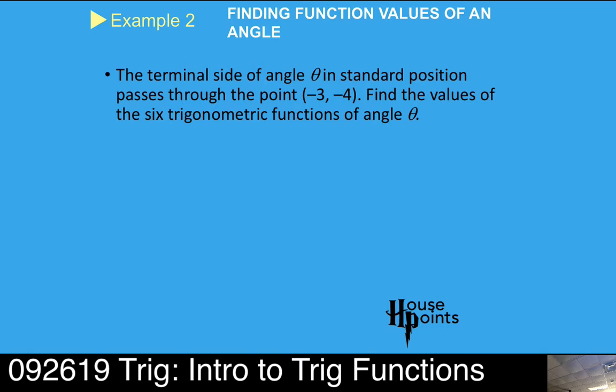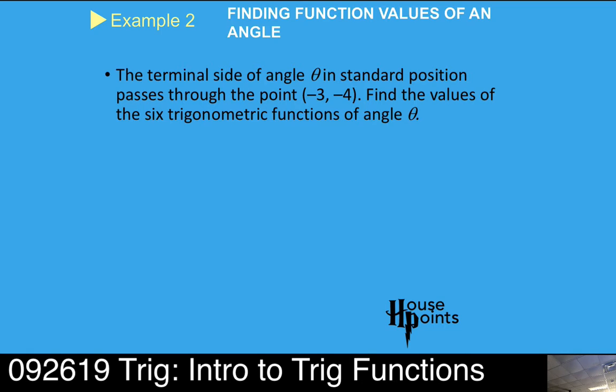Wait, I have a question. If I'm trying to find sine, do I have to do that to every side length? So this is the angle we're considering right here, theta. And we want to know, what's the sine of this angle? So it's opposite over hypotenuse. That's right. Sine equals opposite over hypotenuse.